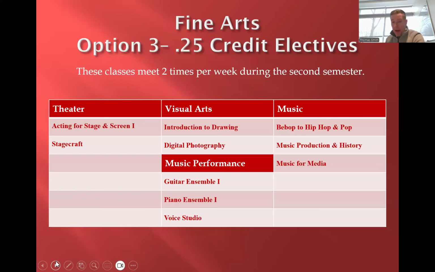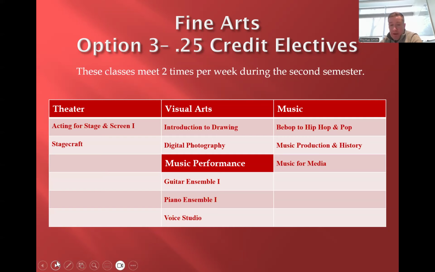But we also have some music classes that are not performance based. They're more studying music, like bebop to hip hop and pop. It's an evolution of American music. Music production is about using computer tools, like GarageBand or something else, to create music. And then music for media is about music that goes along with, say, television, video games, movies, that sort of thing. So again, those aren't really instrumental classes, but they are in music. All right. So these are quarter credit. They meet twice a week for one semester. Again, most likely second semester, but they might meet every other day, which is why how much credit is awarded is based entirely on how often the class meets, what the commitment is, etc. All right. And I will say something else about the fine arts.